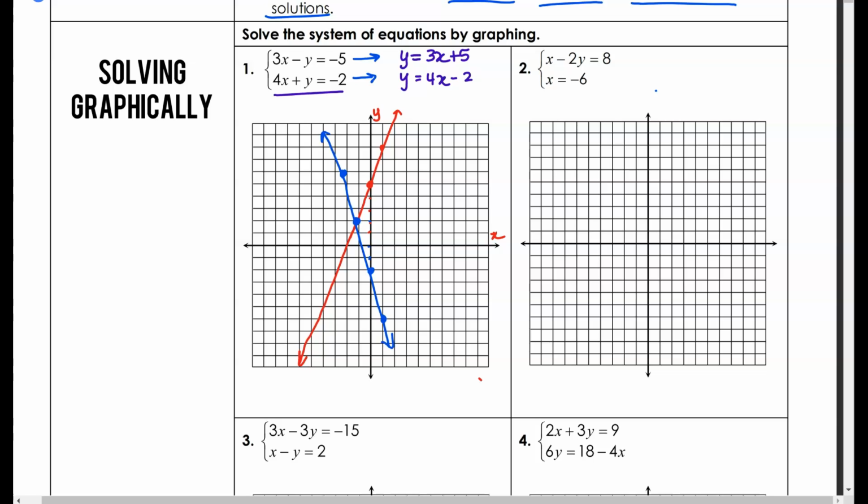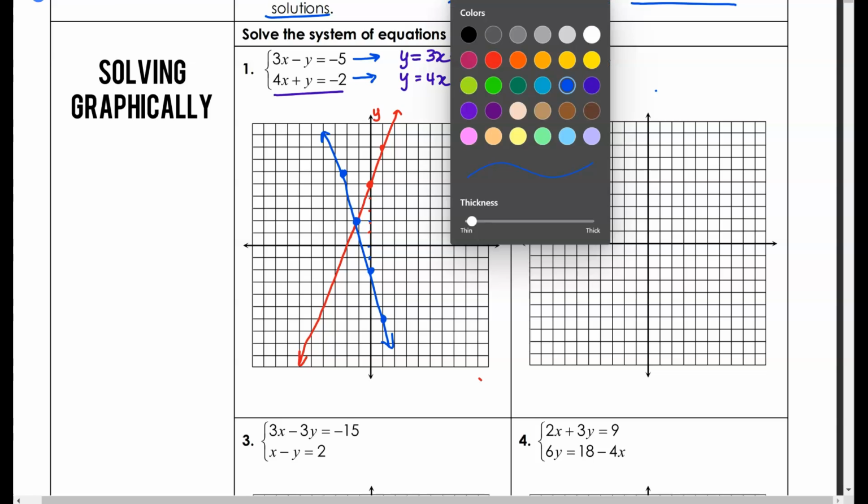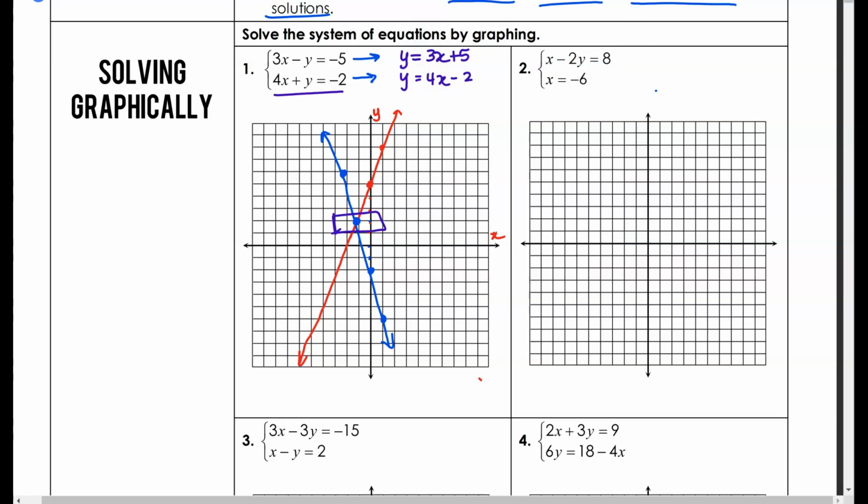So the solution to this is going to be anywhere that they intersect. So notice that both of these lines are intersecting here. And this point is (-1, 2). So that solution is going to be located at (-1, 2). So that's the solution to this set. Alright, let's look at this next one.